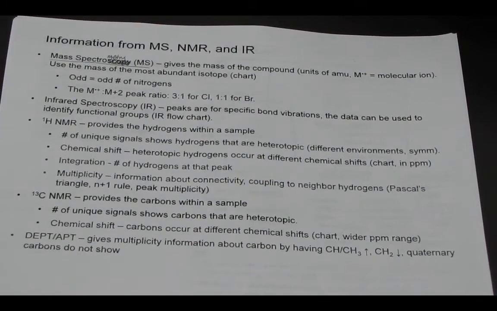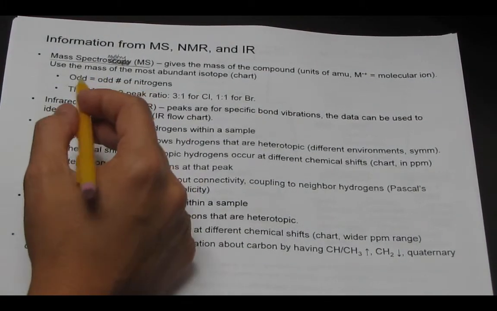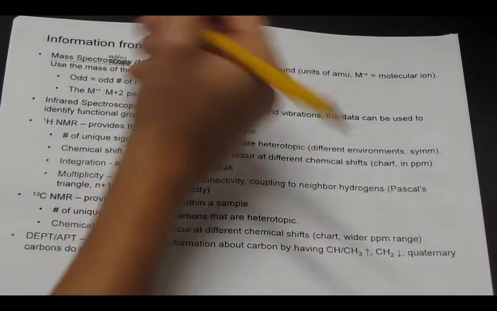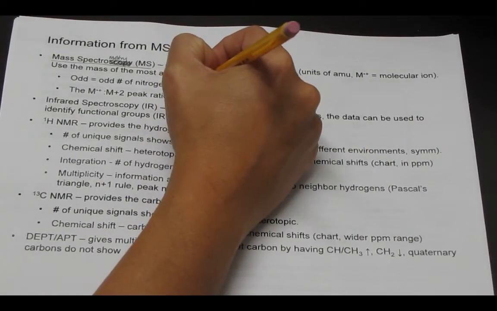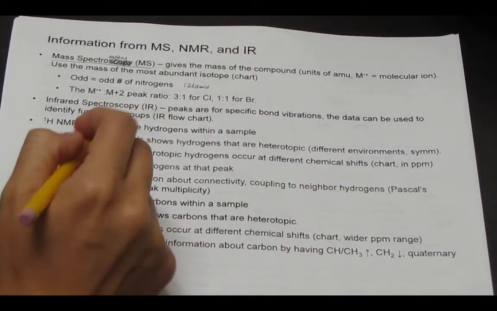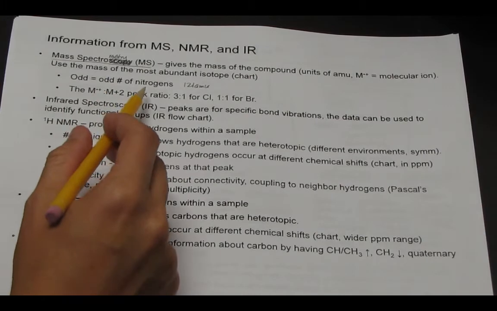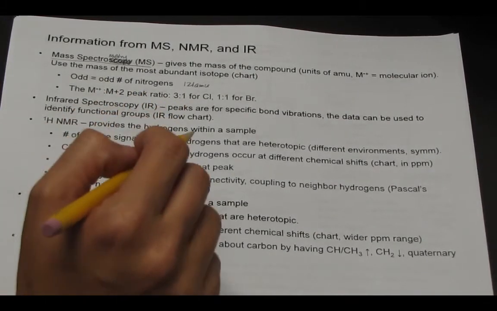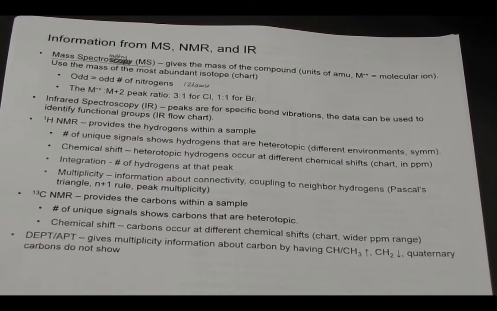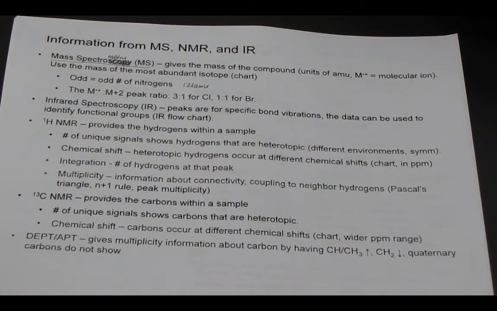The other thing mass spec can tell you: if it's an odd number, such as 121 AMU, that tells you that you have an odd number of nitrogens, so 1, 3, or 5. In our cases, we're just going to have 1 nitrogen. And you should know which functional groups contain nitrogen, because that gives you an idea as to the functional group.